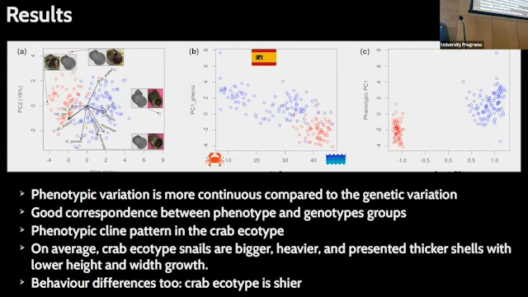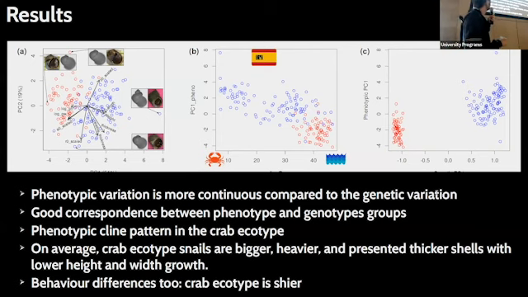The other thing that we were interested in is to see if we can also see phenotypic variation along the shore. And again, we found that pattern in the crab ecotype that looks more and more wavy as we go down the shore, which is an indication that potentially there is either local adaptation or introgression from the wave ecotype, but we don't know exactly what's going on.